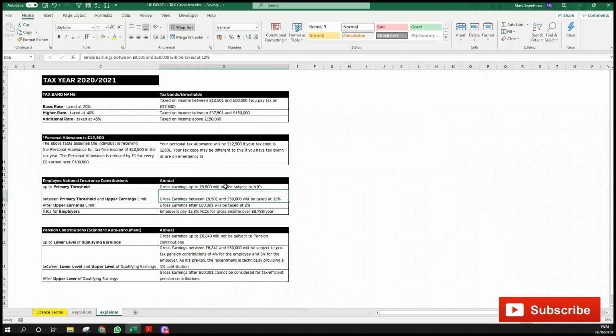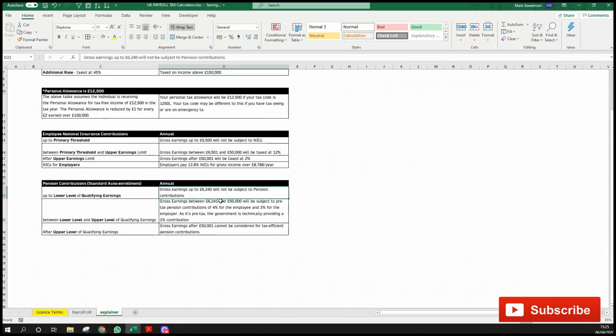For national insurance contributions, the lower rate threshold or the primary threshold has been moved up to 9,500. So that means that gross earnings between 9,500 and 50,000 will be taxed at 12%, and gross earnings after the upper limit of £50,000 will be taxed at 2%. And for employers, this means that for any income over 8,788 per year, employers will have to pay an additional 13.8% for their employees' national insurance contributions.